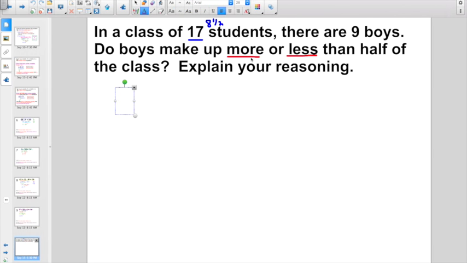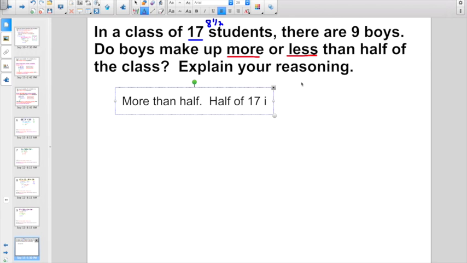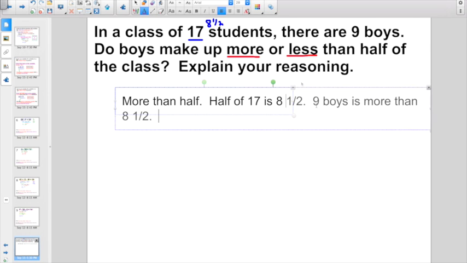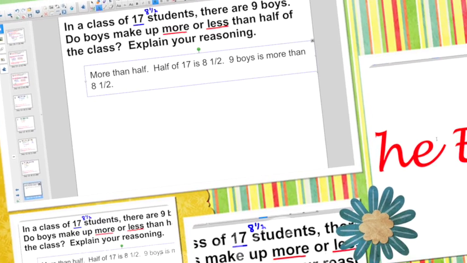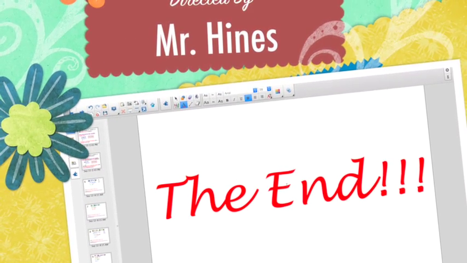So let's take a look now. There's 9 boys. Half of 17 is 8.5. So is 9 more or less than 8.5? Well, 9 would certainly be more. But now, where it says explain your reasoning, you can put down something like half of 17 is 8.5. 9 boys is more than 8.5. So that, my friends, is the end.